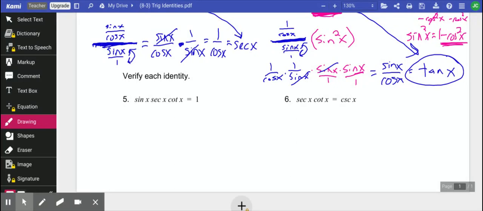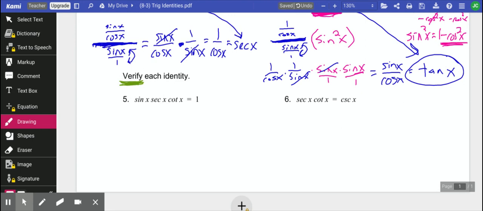The last two problems are a tiny bit different than the previous ones. I actually like these a little bit better because you know what the answer is supposed to be. With the first four that we did, it was kind of like we were just simplifying, and there's always this question of, is that simple enough? Can I keep going? But with these, it says verify each identity. So we are trying to show that these two things are equal to each other.